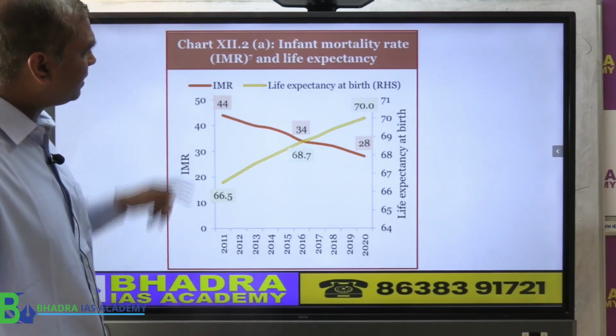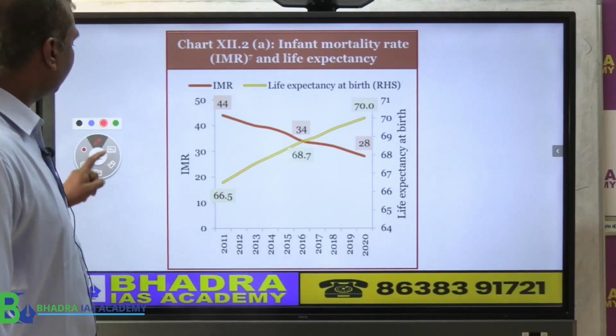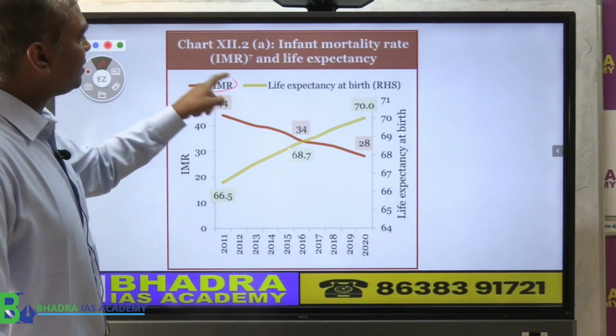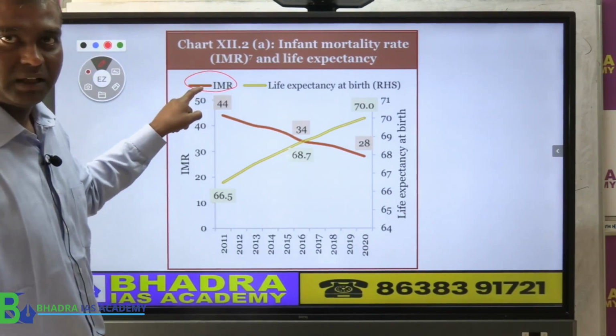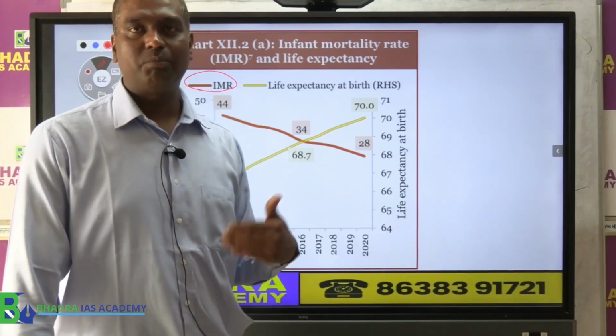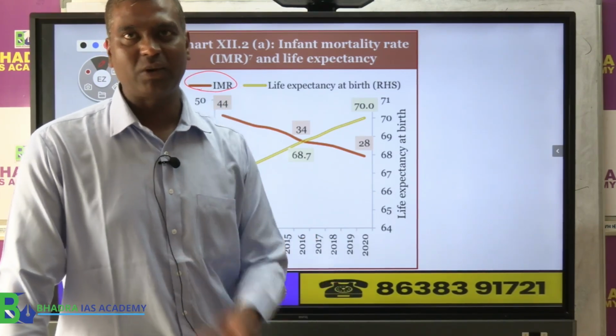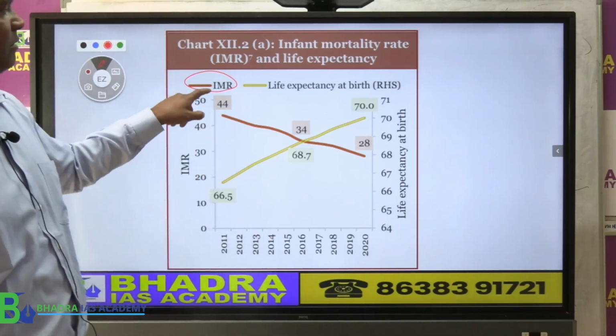If you look at here, on one side they have presented IMR. What is IMR? IMR is the infant mortality rate. That means if 1000 children are born, how many children die? Like in infancy, 0 to 1 year, that is called the infant mortality rate.